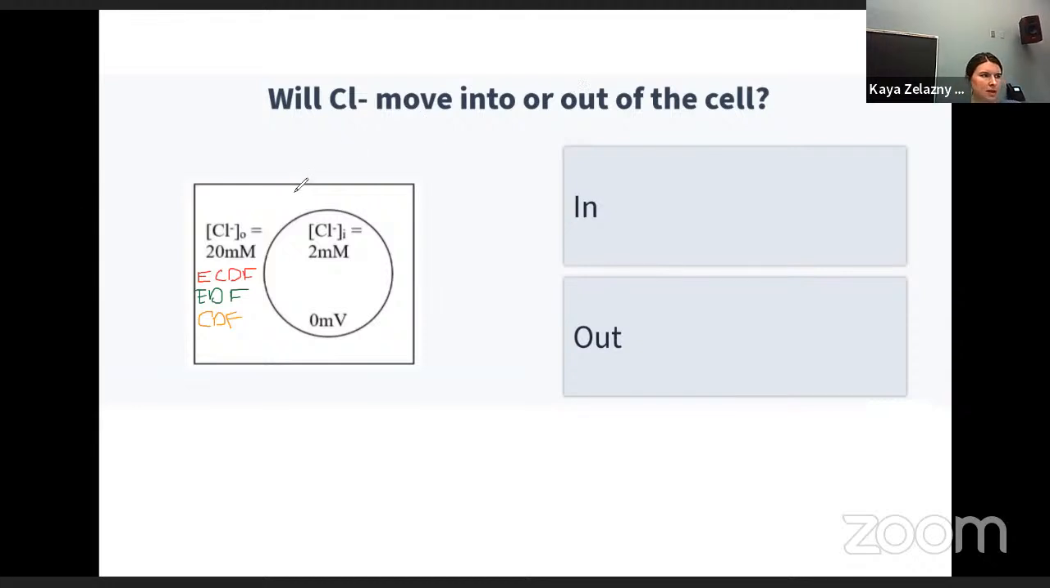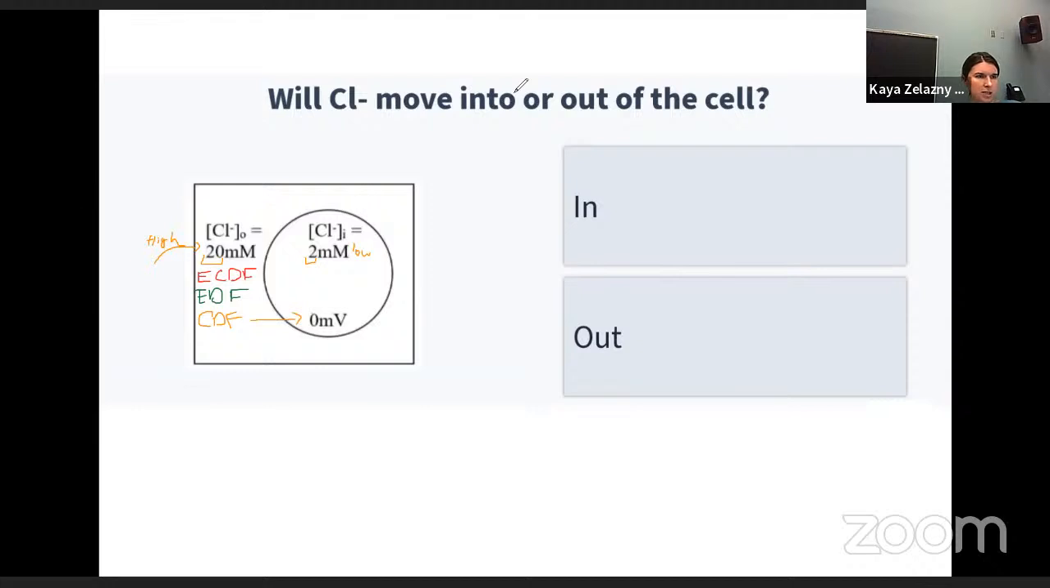Okay. So we're going to start with that chemical driving force. We're comparing our concentrations here and here. All right. So hopefully we all saw that we have a high concentration outside the cell versus a lower concentration inside the cell. Okay. Which means that our chemical driving force points inward.